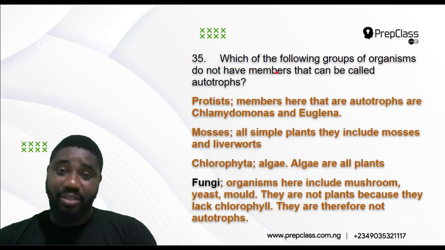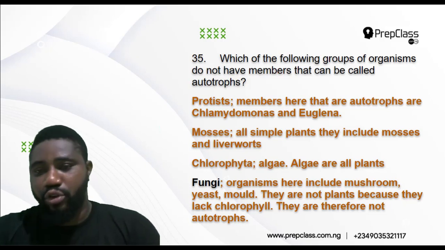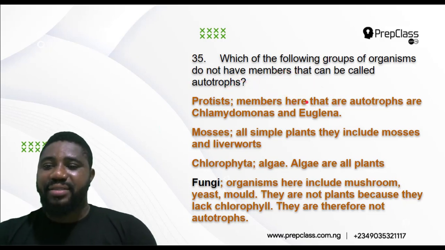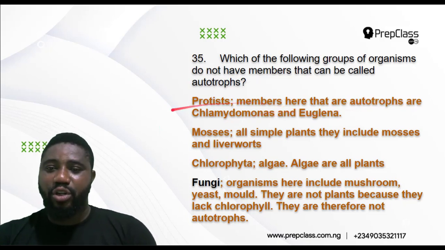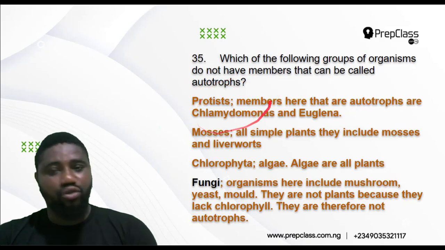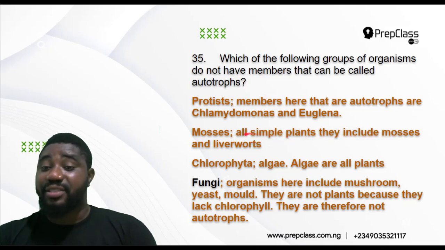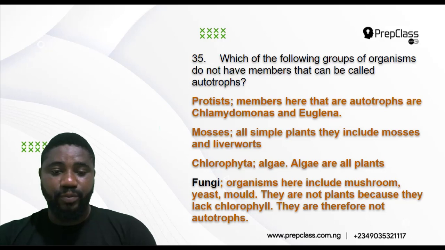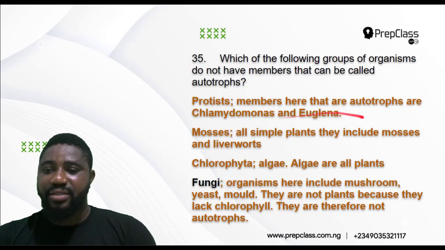You know, autotrophs are plants, the ones that manufacture their own food. Any of these that can manufacture its own food by the process of photosynthesis, we call them autotrophs. Protists: members here that are autotrophs are Chlamydomonas and Euglena. Mosses are all simple plants. They include mosses and liverworts.